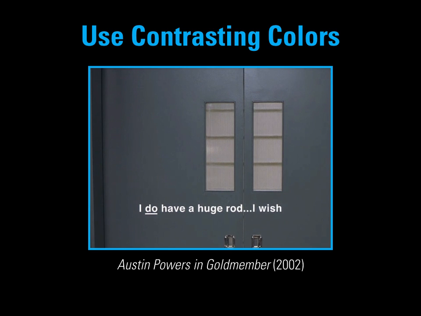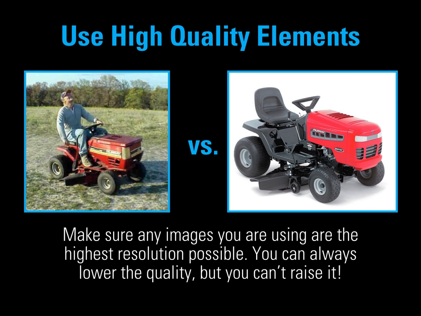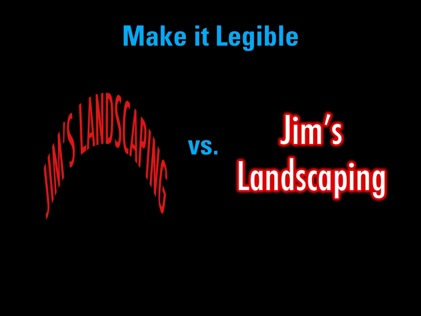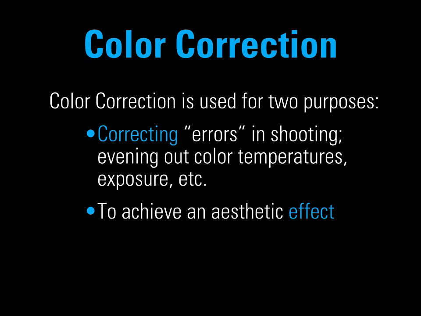So that's why it's good to use yellow for subtitles. If you're using images, use the highest resolution available. It just looks unprofessional to have a pixelated graphic element. Remember, you can always lower the quality of an image using effects and filters, but you can't raise it. This one's kind of obvious, but keep your text legible. Let's look at some common visual effects and processes.